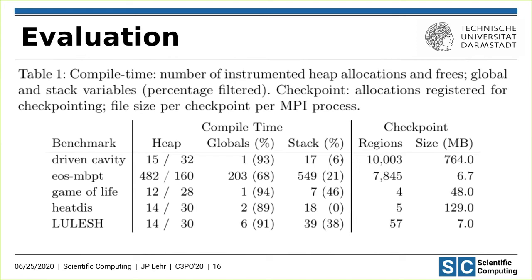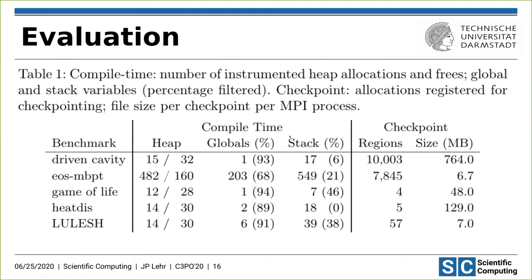The filtering is currently performed with a translation unit local data flow analysis. So if we find that an allocation cannot reach one of the assert functions, we exclude that allocation or that pointer from measurements. If we cannot verify that this pointer will never reach one of the stub functions, we actually have to capture it. Also, we have the number of regions that are registered here and the actual checkpoint size.